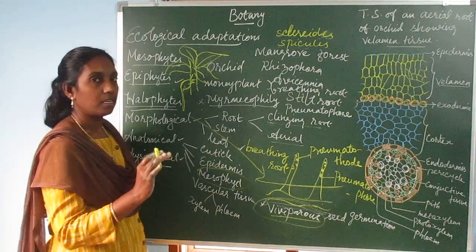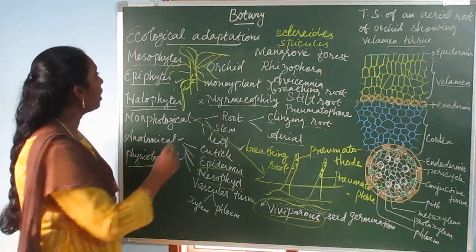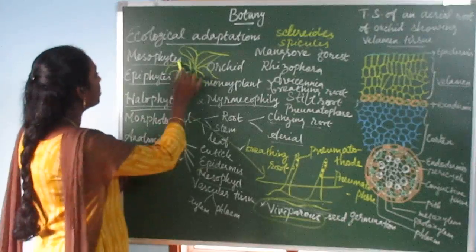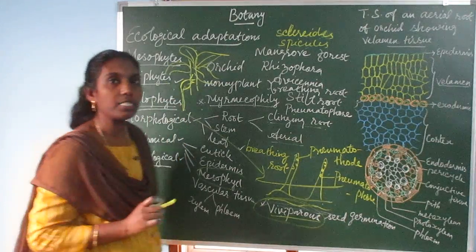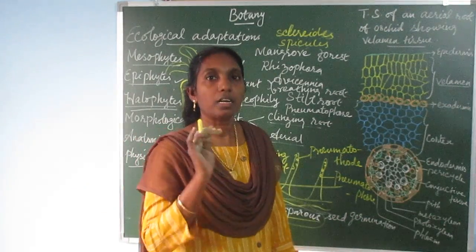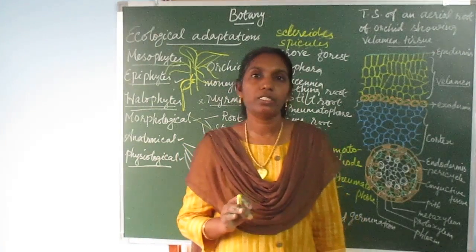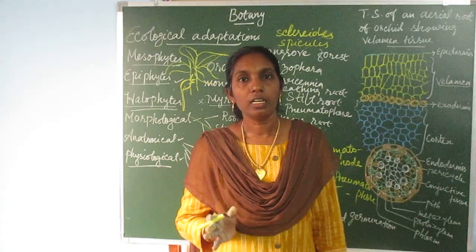So remember, these are the questions you learned today: the morphology and ecological adaptations observed in mesophytes, epiphytes and halophytes. Write each question under three headings: morphological adaptations, anatomical adaptations and ecological adaptations.